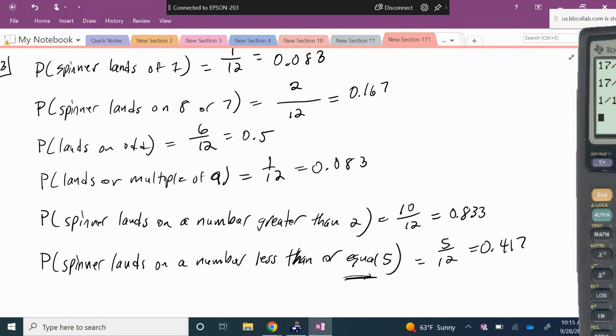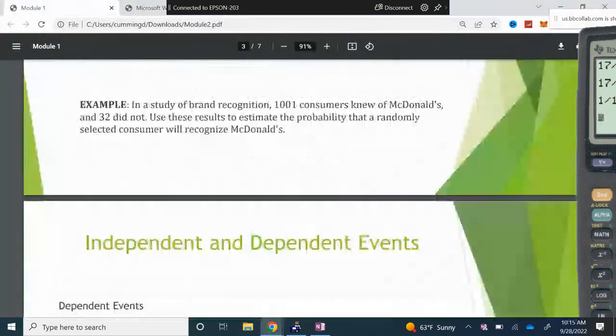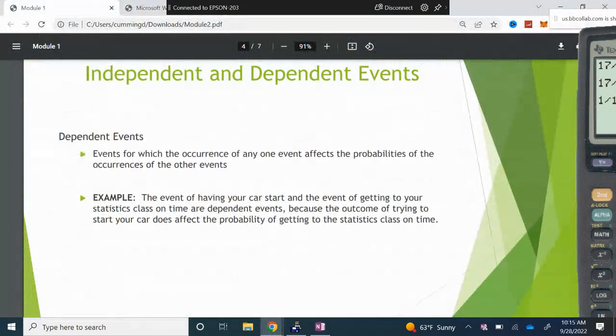All right, so any questions about just probability in general? It's the number of ways an event can occur divided by all of the ways an event can occur. Okay, so sort of like a fraction, a part over the whole. All right, so next we're going to talk about independent and dependent events.